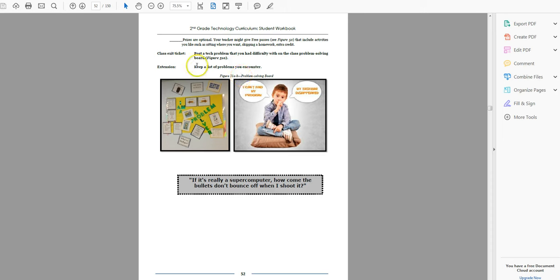The extension suggested for students is just to keep a list of their own of problems they encounter. They could write them right down here with their annotation tool. They could put them in the front of the book, whatever works for them. But keep their own list so that if they can't figure it out, they can ask you for help.